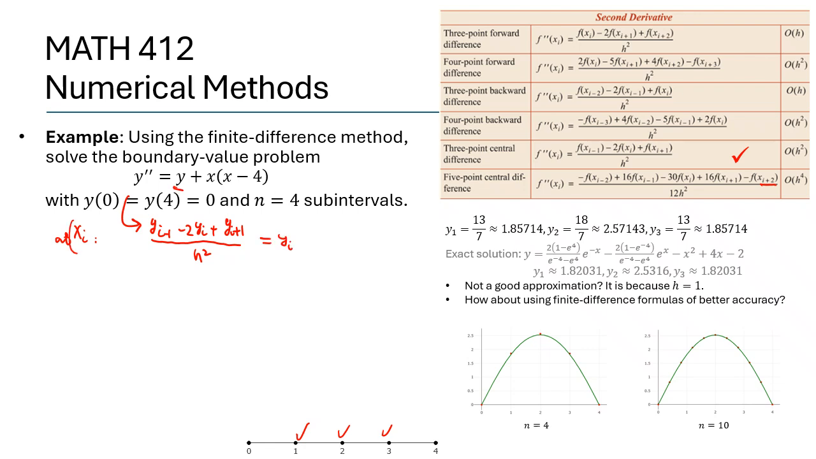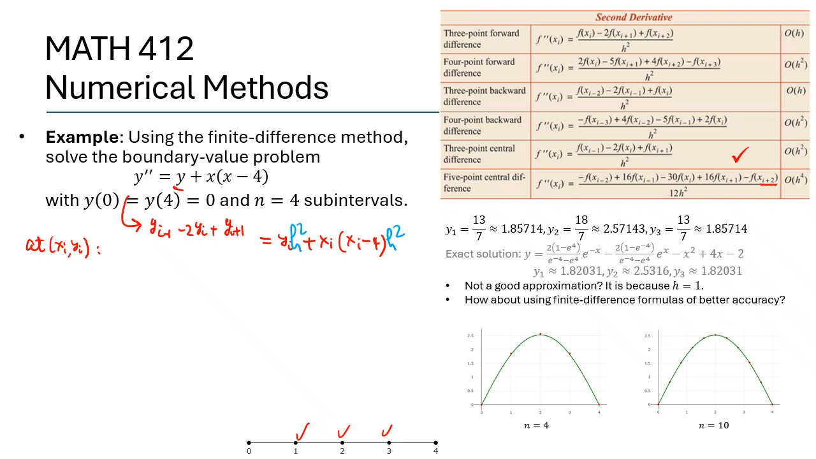Our value is x sub i, y sub i, right? Yes, this point is at x sub i, y sub i. So x sub i minus 4, where i is 1, 2, 3. Okay, so we have this. Now we'll simplify it. Multiply each side by h squared, so we will not have this denominator.